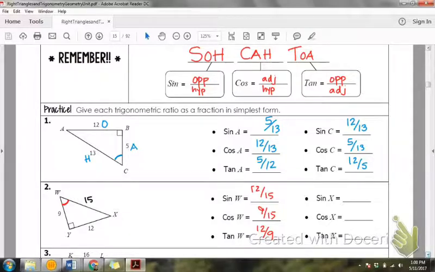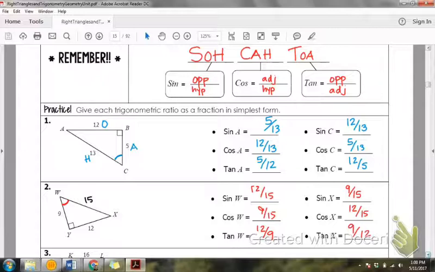All right. Sine of X. Carla, what's the sine of X? 9 over 15. Cosine of X. Lexi? 12 over 15. And tangent of X. Ashley? 9 over 12.